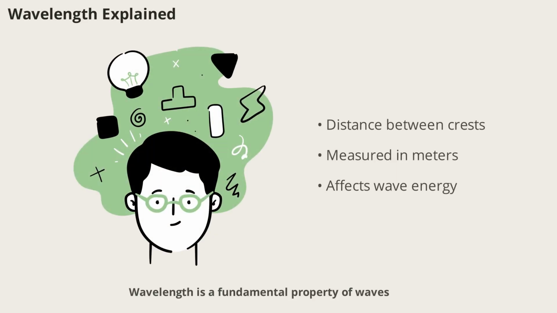Wavelength is a fundamental property of waves. It's the distance between two consecutive points that are in phase, such as two crests or two troughs. Wavelength is usually measured in meters and is crucial in determining the energy and behavior of a wave. For example, shorter wavelengths often mean higher energy, as seen in ultraviolet light compared to visible light. Measuring wavelength helps scientists and engineers design everything from musical instruments to wireless networks.